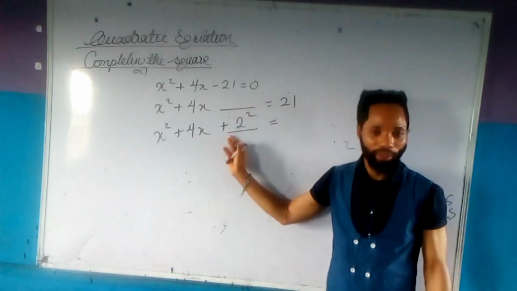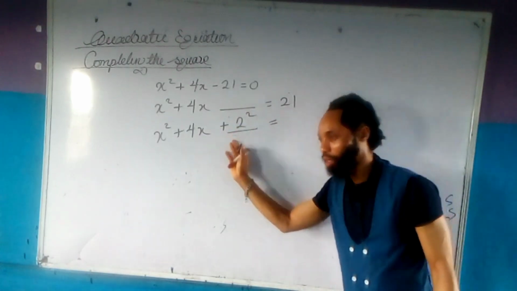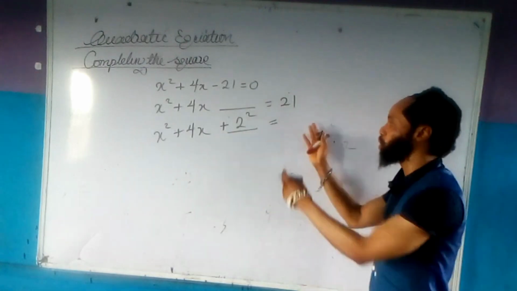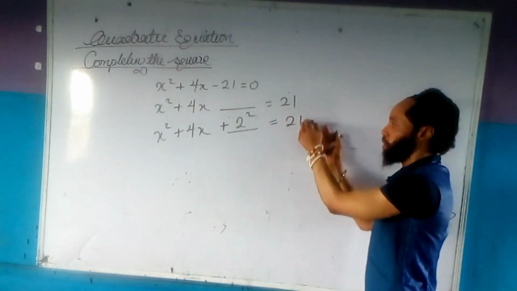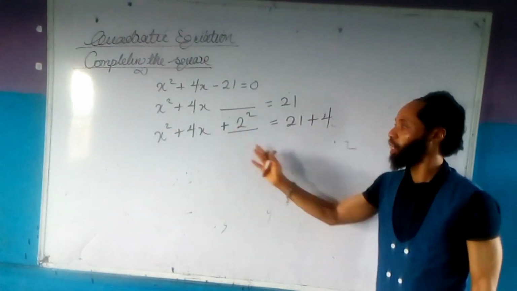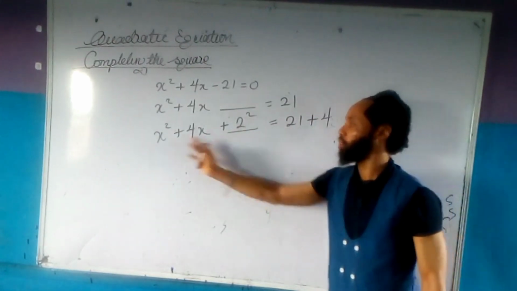Equals, what did we add here? We added 2, squared, so we added 4. So we're going to add 4 here. We'll leave it in index form here so that you can just take this 2.